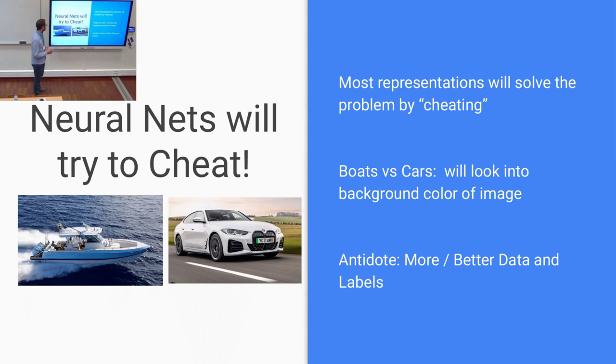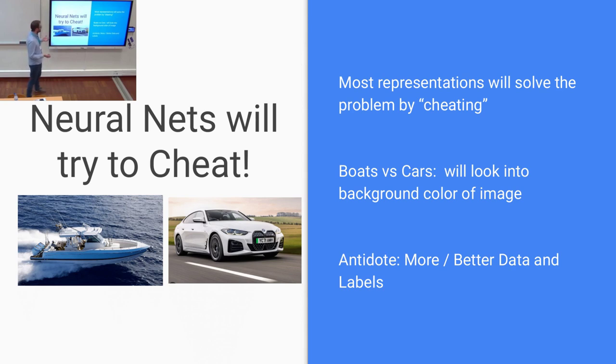So neural networks in general will try to cheat. What do I mean by this? If you are training a neural network to distinguish a car from a boat, and you have 10 million pictures, but they all look like this, for example, boats tend to appear on water, which is kind of blue, and cars tend to appear on roads, which are kind of gray. What the neural network will learn to do is like, okay, this looks a bit more bluish, this looks a little bit more gray, so that's what I do.